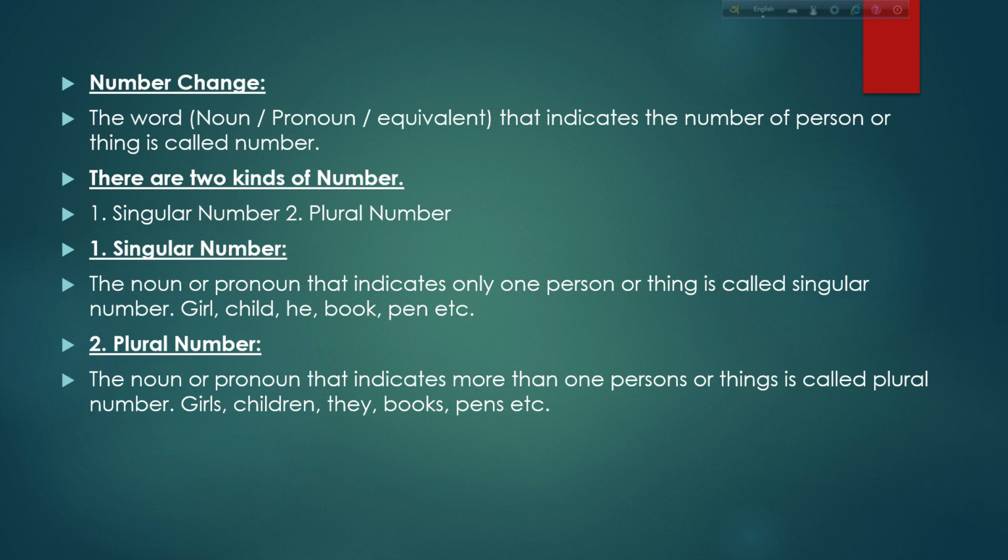Singular number: the noun or pronoun that indicates only one person or thing is called singular number. For example, girl, child, he, book, pen, etc. Plural number: the noun or pronoun that indicates more than one person or thing is called plural number. For example, girls, children, they, books, pens, etc.